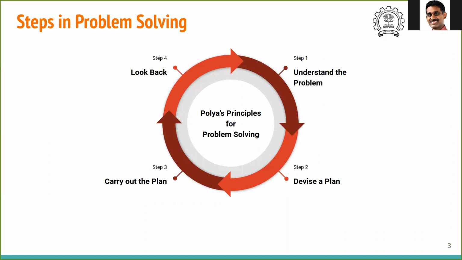So the steps are four major steps: understanding the problem, devising a plan, carrying out the plan, and looking back. The steps seem to be quite obvious. There's nothing very great about it. But what Polya did is not just classify this as steps, but also come up with what we mean by understanding and how to devise a plan and carry out. So that's what we'll be seeing in this video.